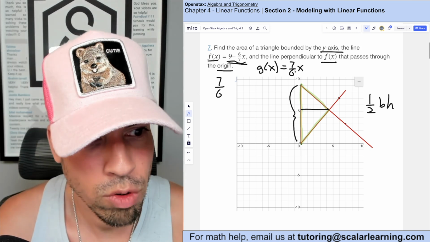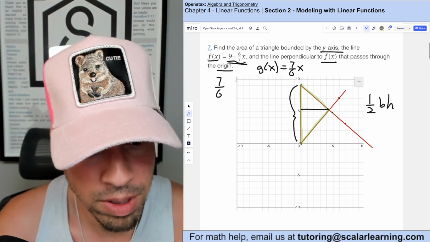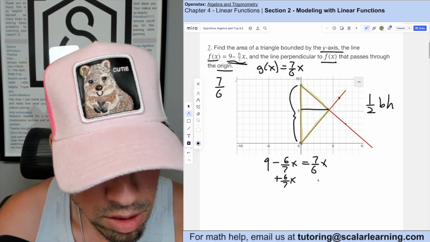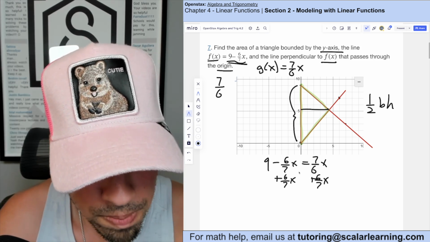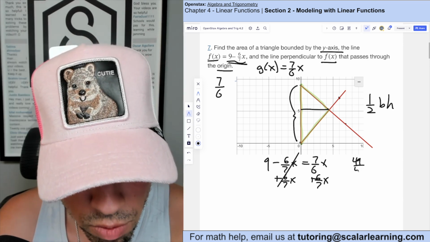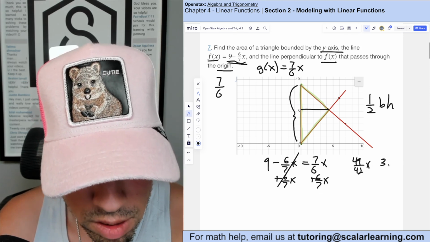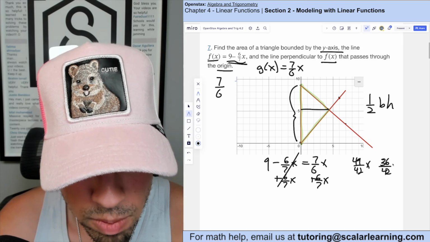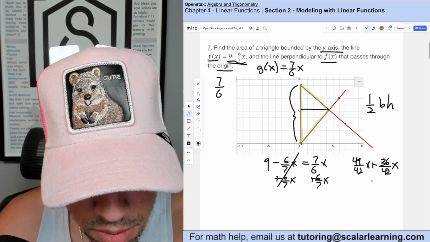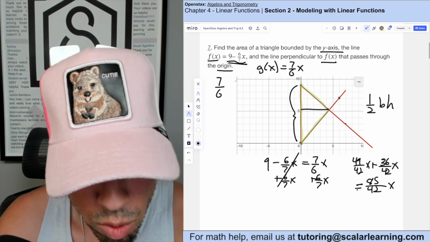So there's our equation. Now, if we set these two equal to each other, we can solve for x and figure out exactly what that height is. So first, I'm going to add 6/7 x to both sides like so. Now here, we're going to get a common denominator of 42. That becomes 49 over 42x. This becomes, let's see, 36 over 42x. And if we're going to add these two together, 49 plus 36, that's 85 over 42x. And this all, of course, equals 9.